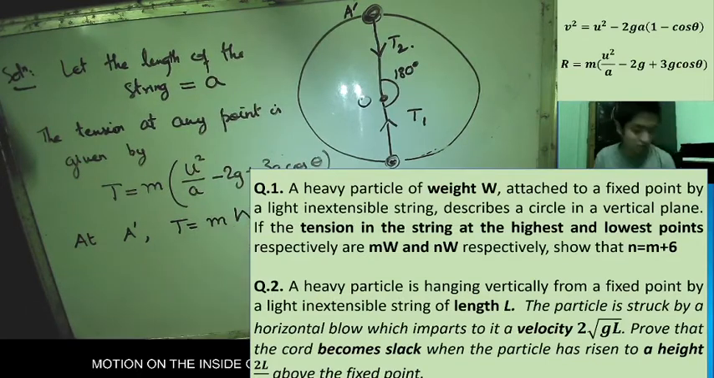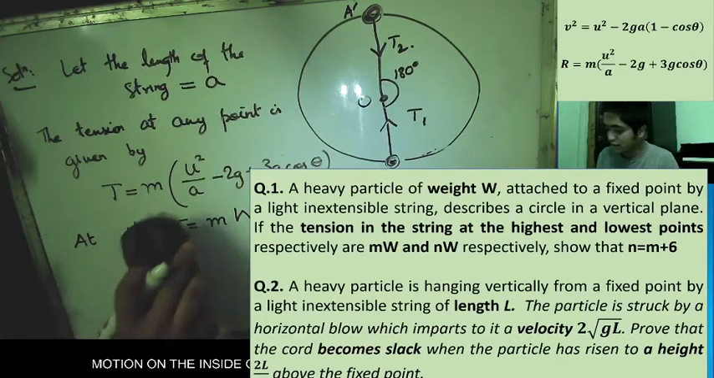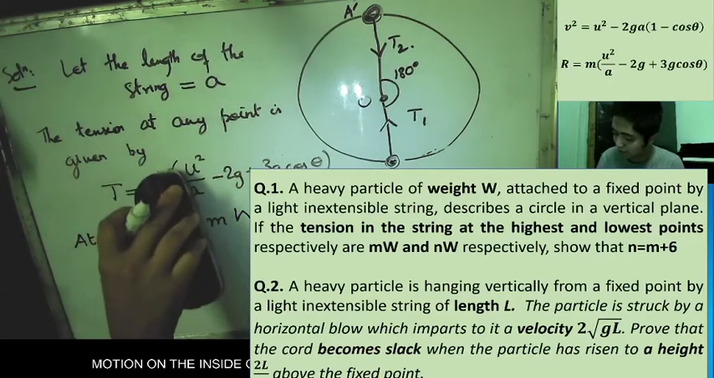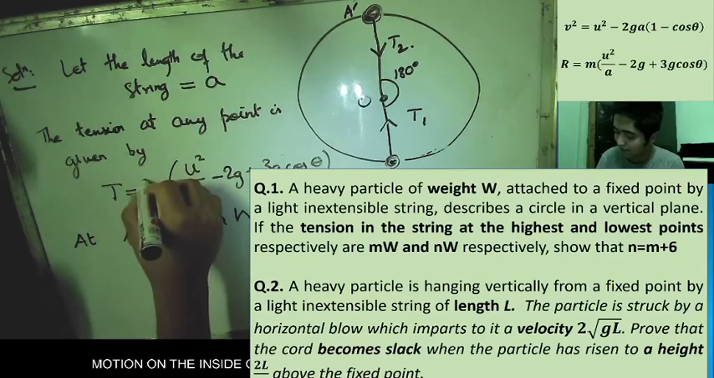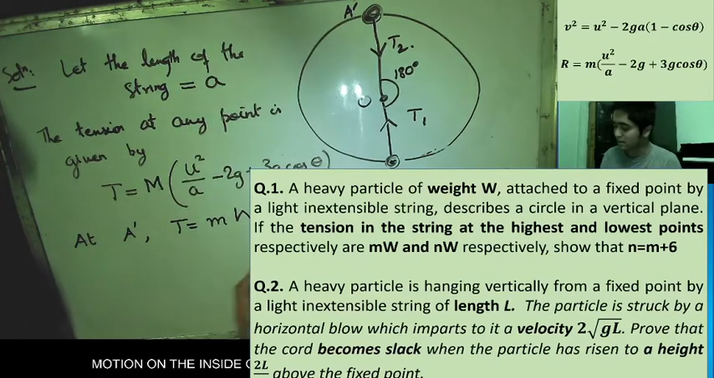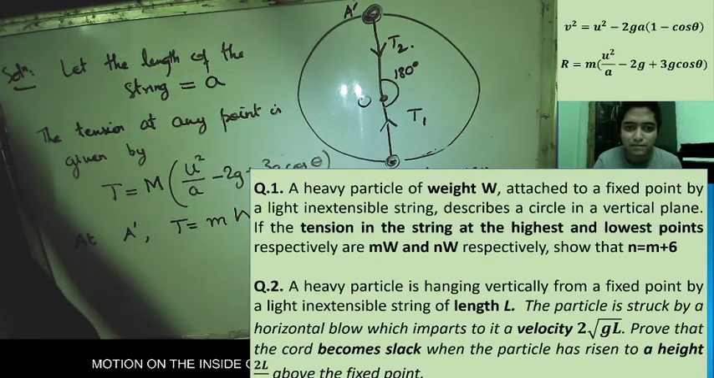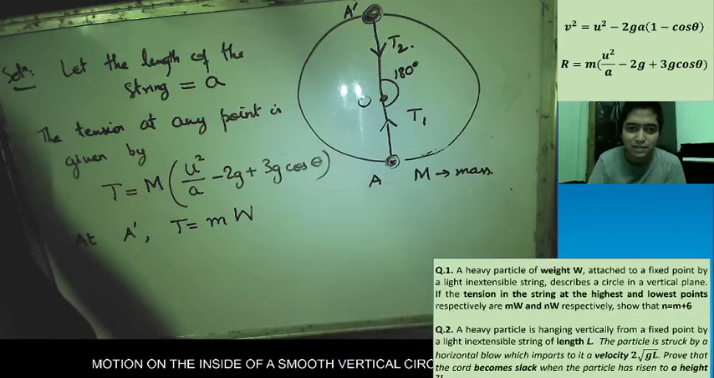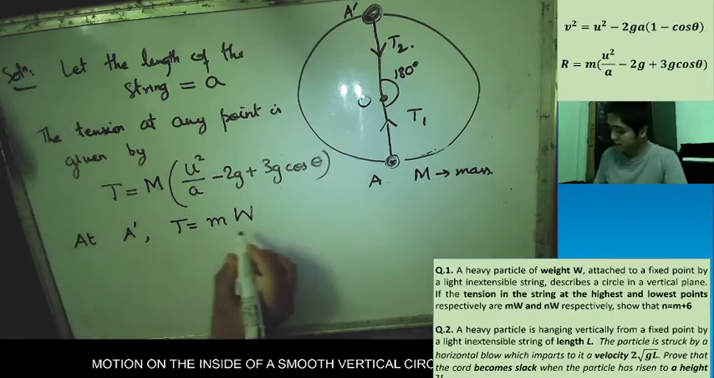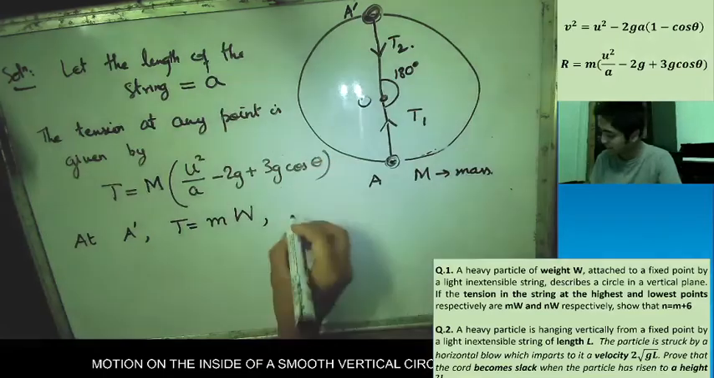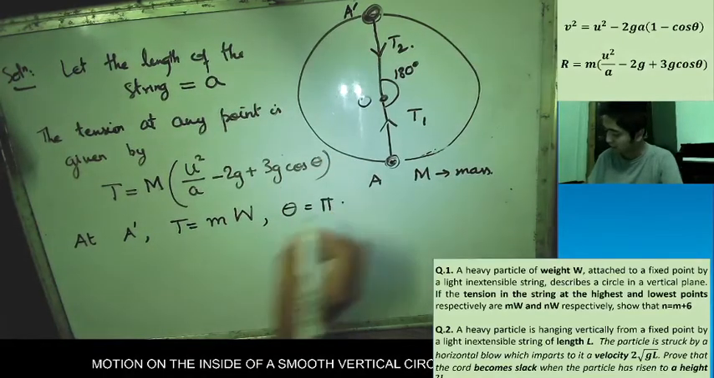mw. Sorry, I made a mistake over here because we have already used the symbol small m, so I will replace this one by capital M, where capital M is the mass. U is the initial velocity as always. Again, I will not be using the same symbols because I've already used them. At A dash, T is equal to mw and theta is equal to pi.